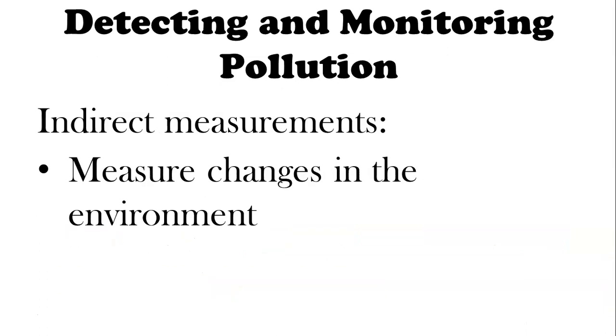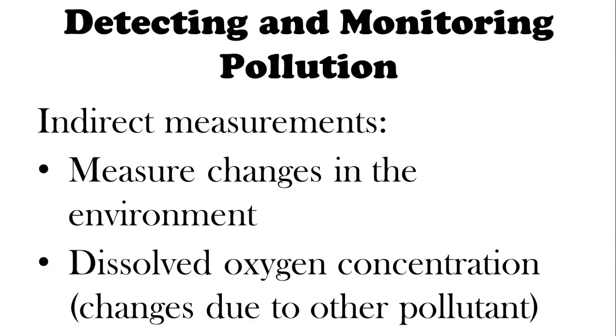Next, we have indirect measurements, which measure pollution by measuring changes in the environment. One good way we can indirectly measure pollution is by looking at what we call the dissolved oxygen concentration of water. This can change due to other pollutants that are added to the water, and it can also change due to heat that's added to the water. Warmer water actually holds less oxygen. So the colder the water is, the more dissolved oxygen will be in that water.